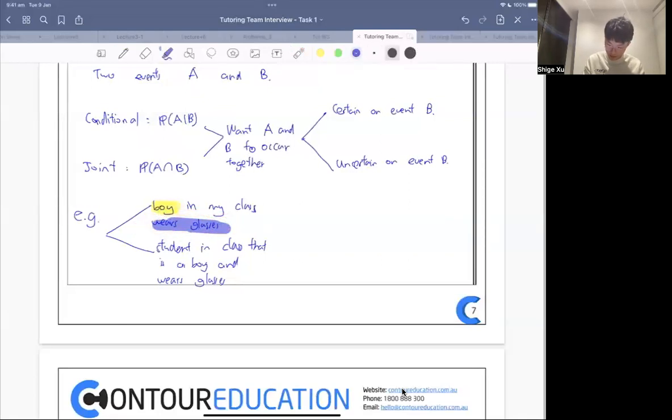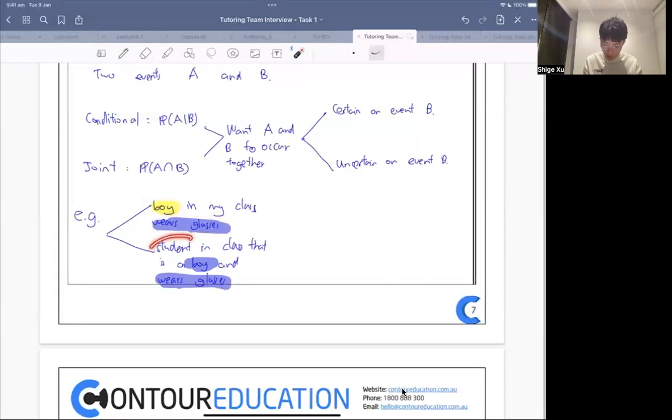Whereas in the second statement, we are given he's a student. And so we are uncertain whether it is a boy and whether he wears glasses. So we are drawing from a student that could be a boy or a girl, and that could wear glasses or not. Right? So hence the first one is conditional probability, because we are certain this is a boy. And the second one is joint probability, because we are not sure if it's a boy.